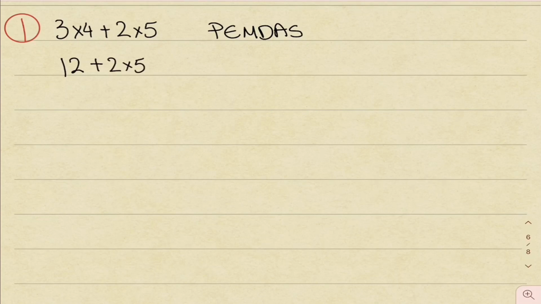Now I see that I have multiplication and addition again. So I have to multiply first. And I'm going to go ahead and rewrite 12. Now I have positive 2 times 5. Positive 2 times 5 is positive 10. So I have 12 plus 10. 12 plus 10 is just 22.